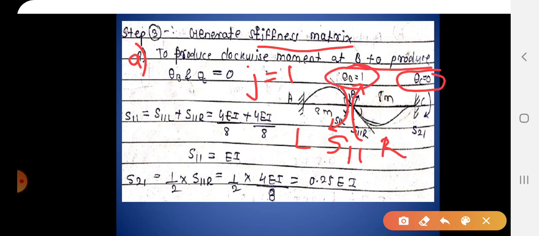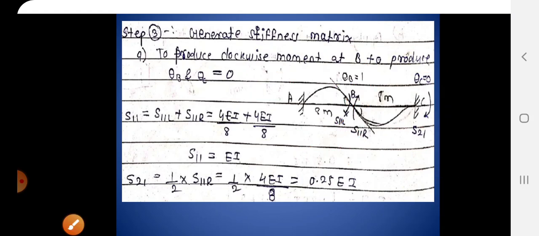Okay, and this theta C is 0 because all other displacements should be equal to 0. Here theta B is 1 and theta C should be 0. Okay, therefore C is fixed end now. Okay, therefore this S11R will be carried over to C as 50%. Okay, so this will be S21.